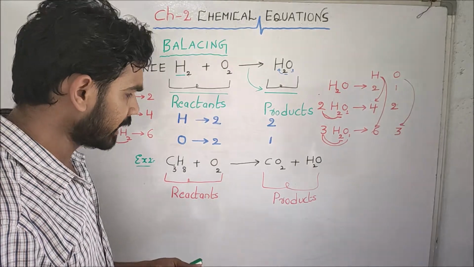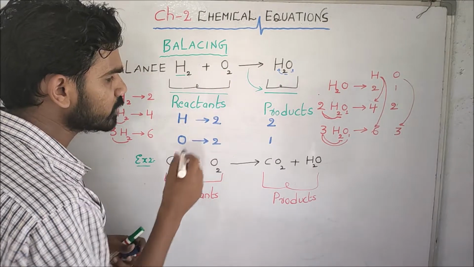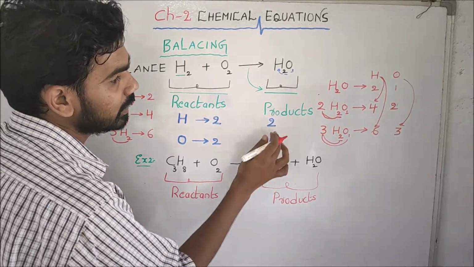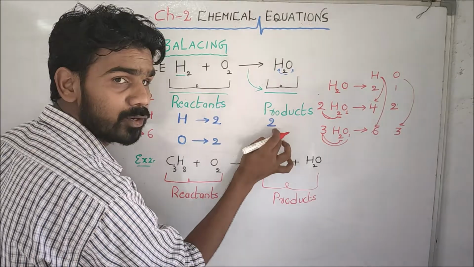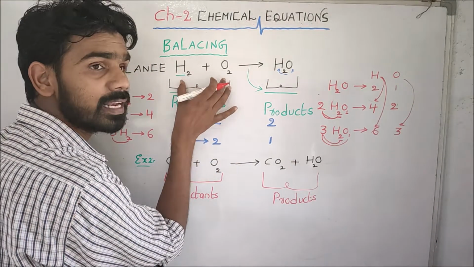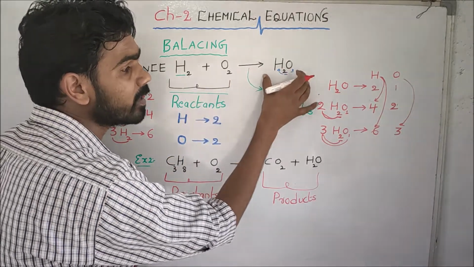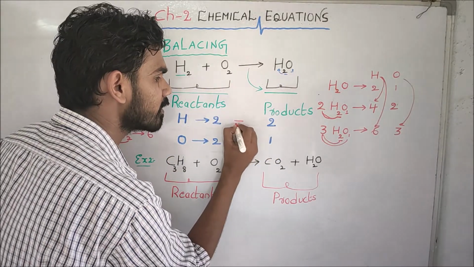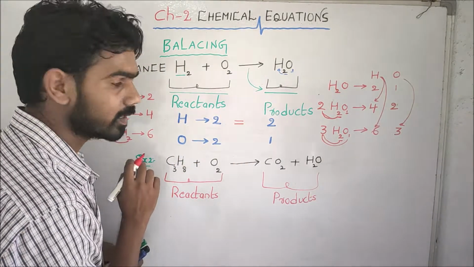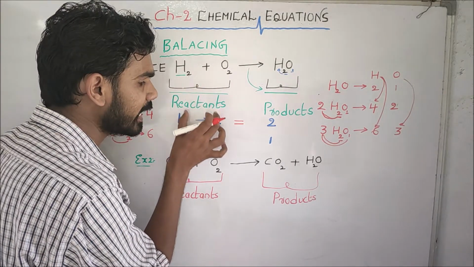Now you see, in this equation, hydrogens are 2 on the reactant side, and on the product side hydrogens are 2. Now how many hydrogen atoms are there on the left hand side, the reactant side? The same number of atoms are there, equal. So hydrogen is balanced. Now you see oxygen on the left hand side, or reactant side, 2 are there.